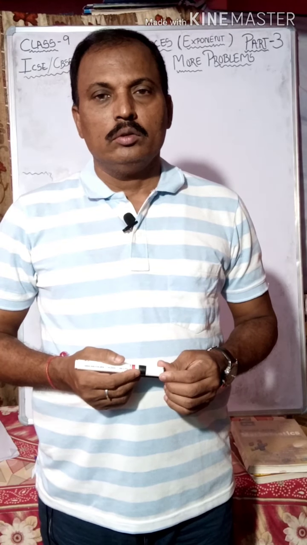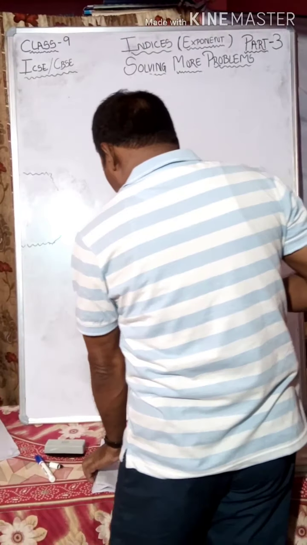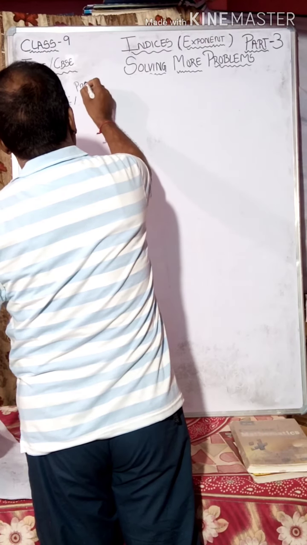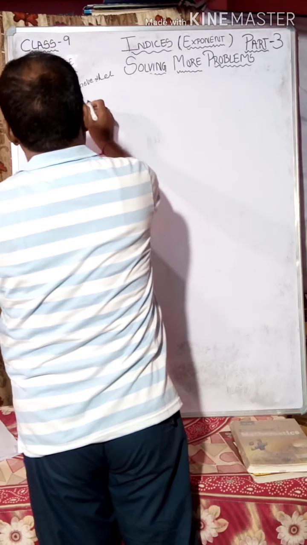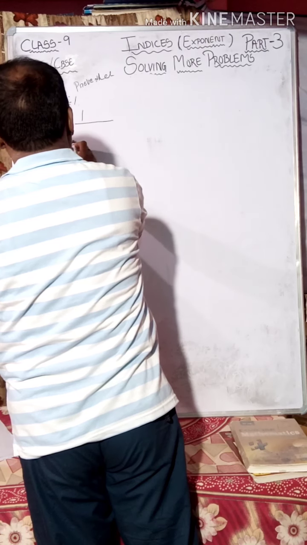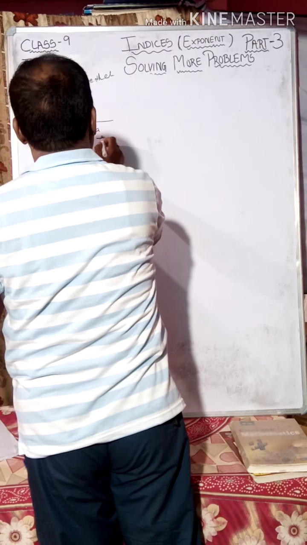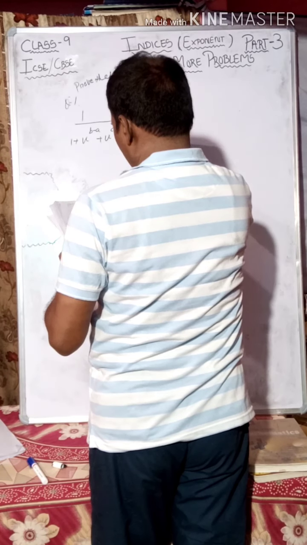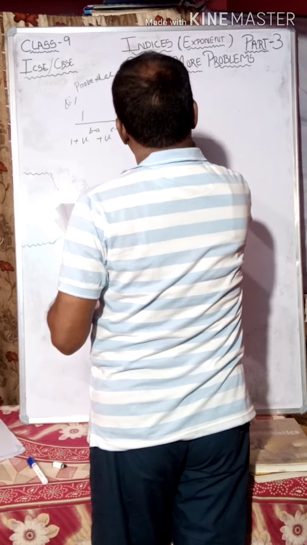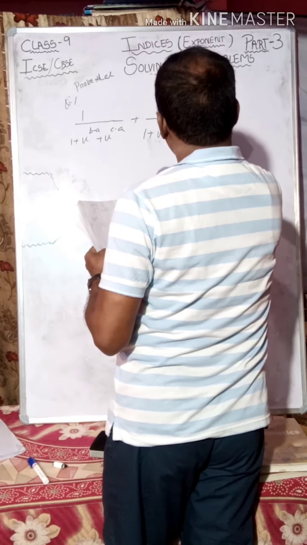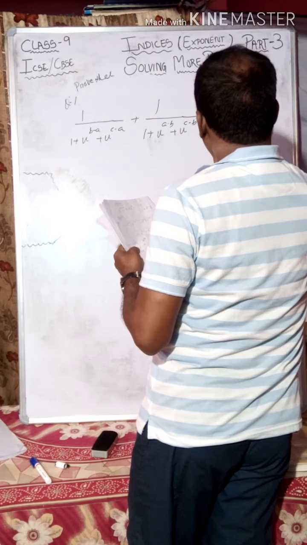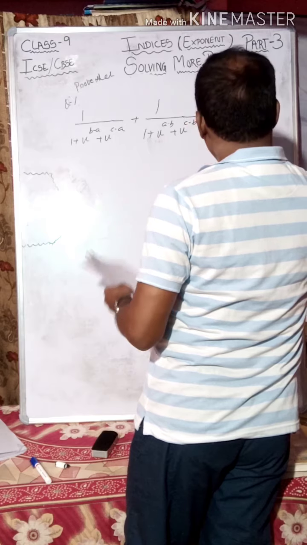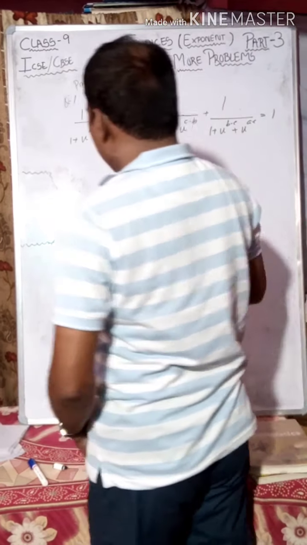Now let us come to solve problems. Question number 1 is: prove that 1 upon 1 plus x to the power b minus a plus x to the power c minus a, plus 1 by 1 plus x to the power a minus b plus x to the power c minus b, plus 1 upon 1 plus x to the power b minus c plus x to the power a minus c, is equal to 1. This is the problem.